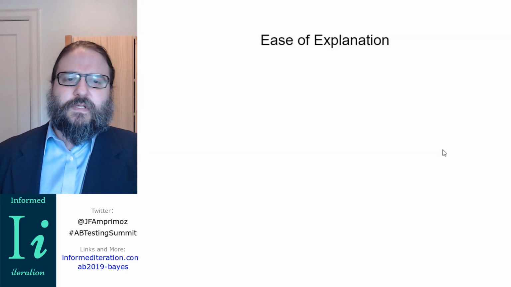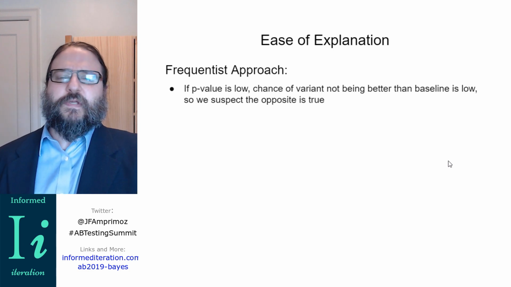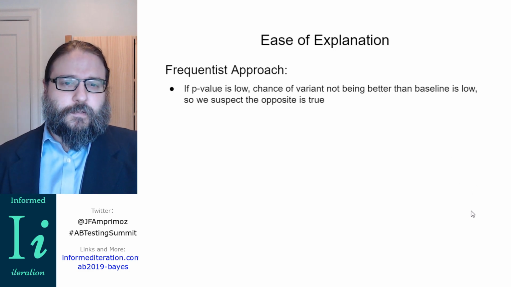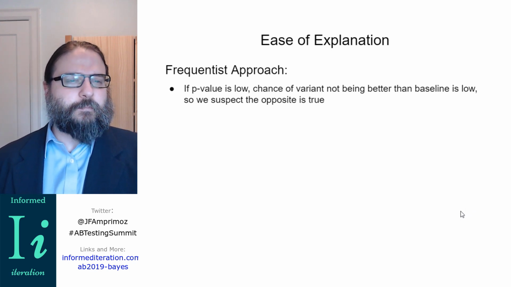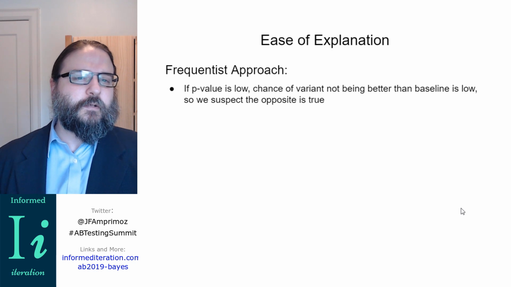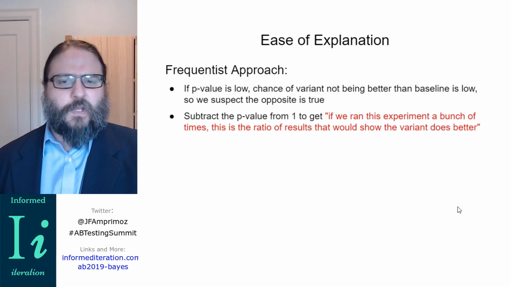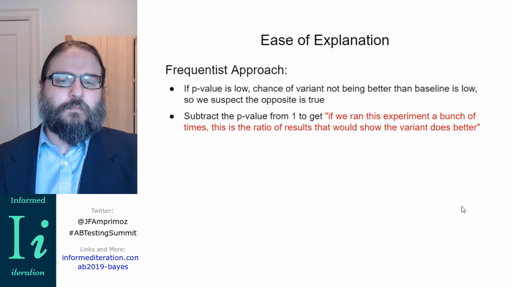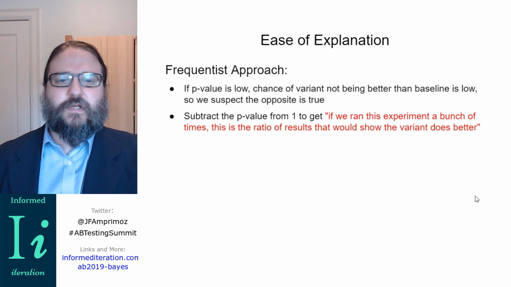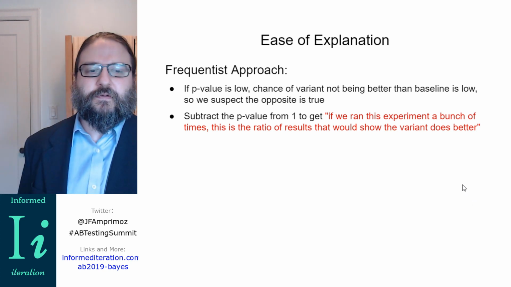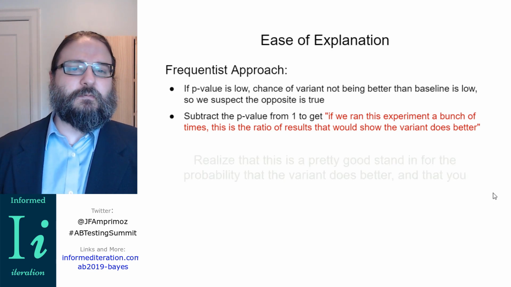And then we figure out, if the p-value is low, that means that the variant not being better than the baseline would be weird. So the variant probably is better than the baseline. Subtract the p-value from 1 to get the, if we ran this experiment a bunch of times, the ratio of results that would show that the variant does better. That's technically what this shows.